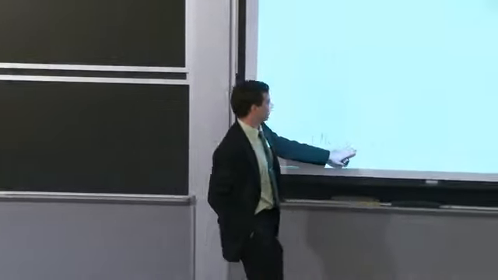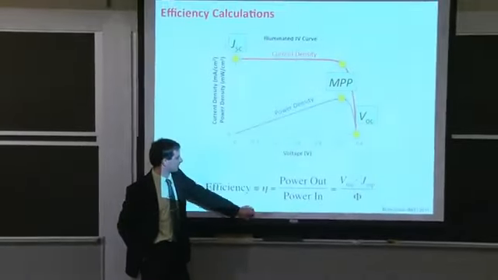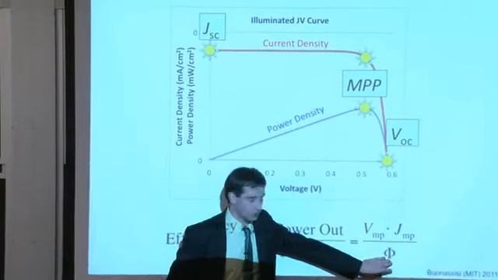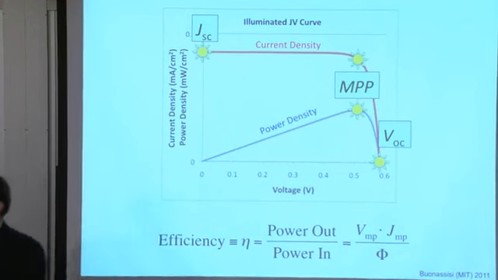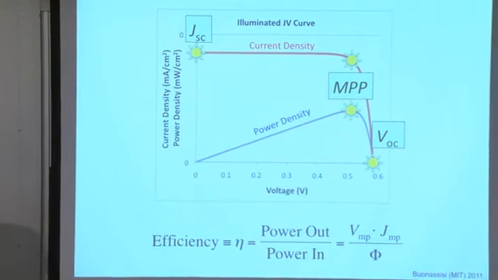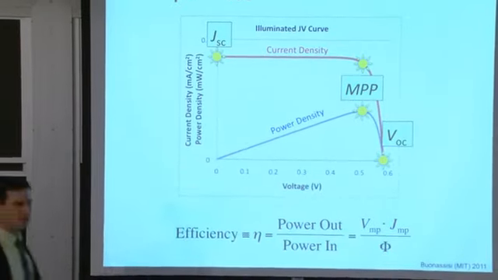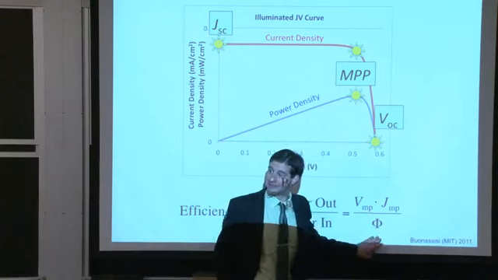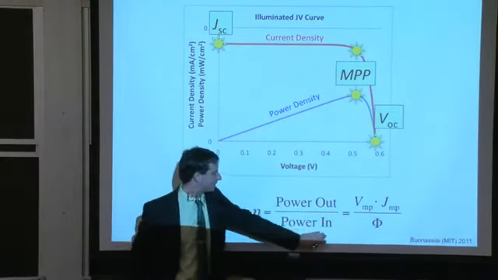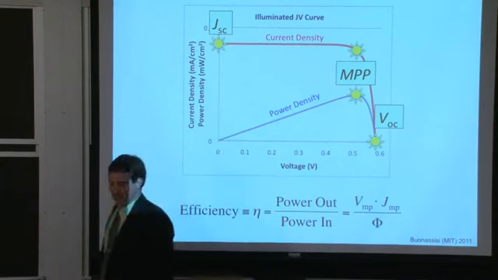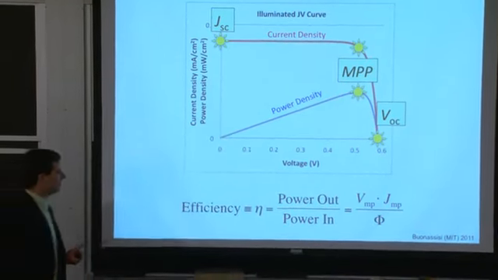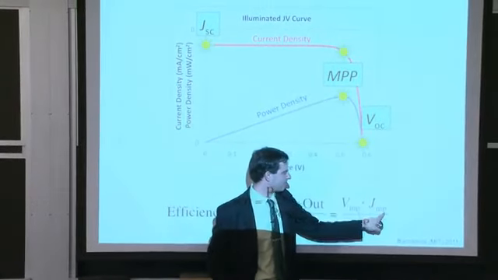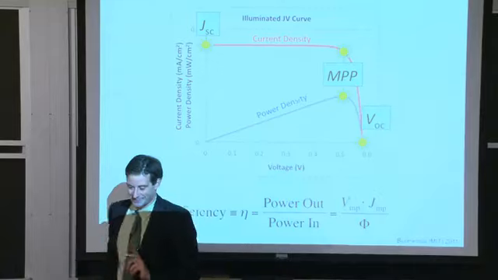The efficiency of the solar cell, eta, this Greek letter eta, is our power out versus power in. Our power in is the illumination intensity given in units of watts per meter squared. So we calculated this in our very first homework assignment and realized that the AM 1.5 spectrum is around 1,000 watts per meter squared. So that's our input power right here. Our output power is the voltage at the maximum power point times the current at the maximum power point, not the current density, the current at the maximum power point.